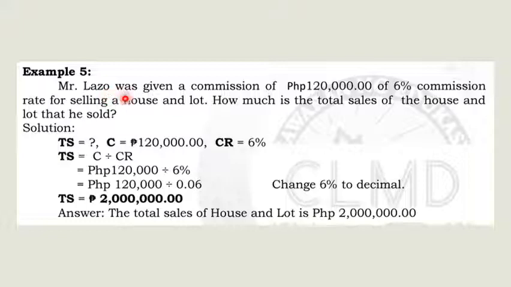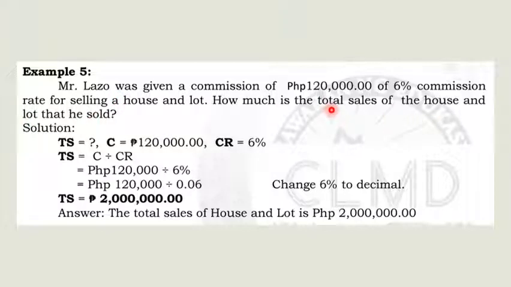So, next, Mr. Lasso was given a commission of 120,000 pesos. So, given na yung commission, ito daw yung nakuha niya, of 6% commission rate for selling a house and lot. So, nung nagbenta si Mr. Lasso ng house and lot, nakakuha siya ng commission na 120,000 pesos. 6% yon, 6% commission rate. So, how much is the total sales of the house and lot that he sold?